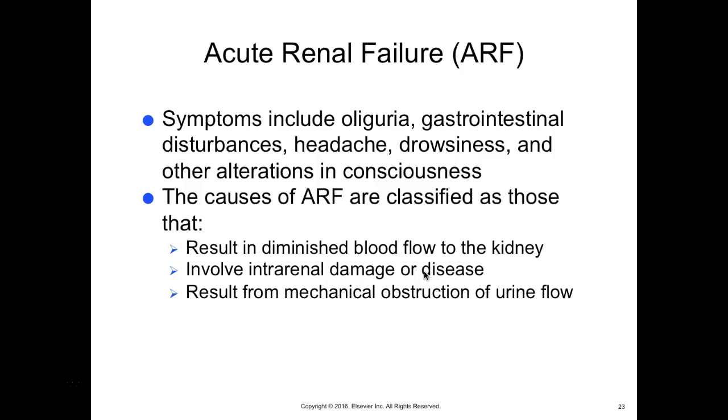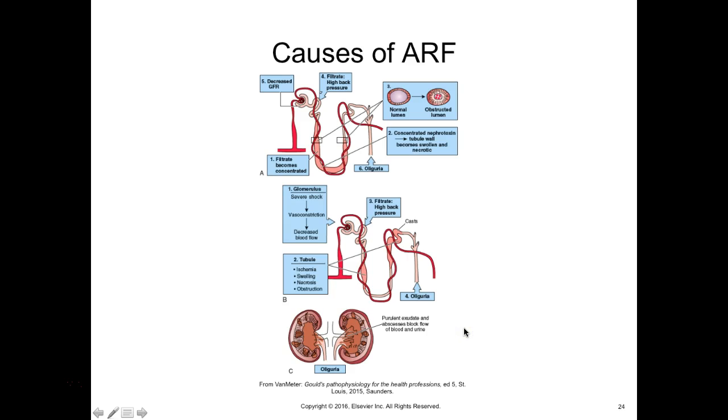Acute renal failure. Symptoms include oliguria, which again means scant urine output, gastrointestinal disturbances, nausea, vomiting. They may have diarrhea, anorexia, headache, drowsiness, and other alterations in consciousness. The causes of acute renal failure are classified as those that result in diminished blood flow to the kidney. So it could be that the person is hemorrhaging, have some kind of blood loss, involves intrarenal damage or disease, and mechanical obstruction of renal flow can cause acute renal failure.